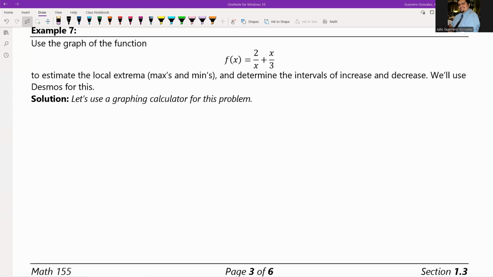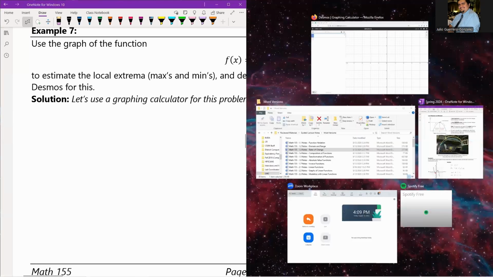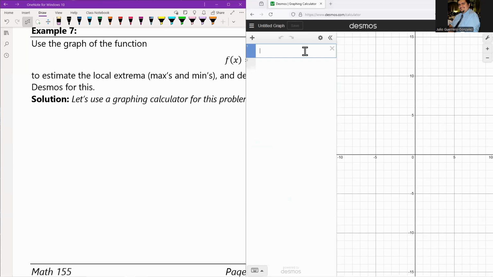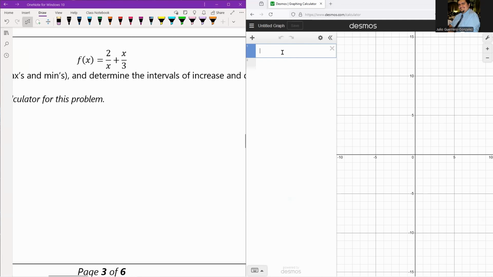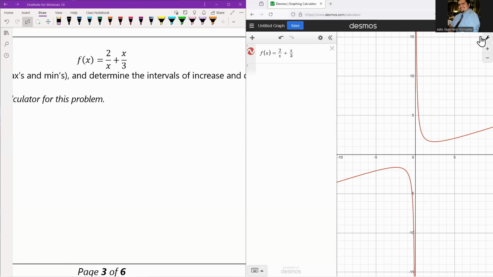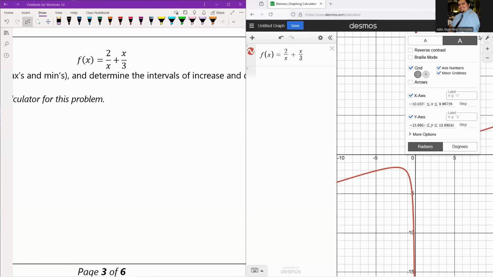Okay. So I'm going to go ahead and do a double screen here. Okay. Bam. And we want this function. So I'm going to throw it in there. F of x is equal to 2 divided by x plus x divided by 3. There we go. There's our funky graph. Let me actually make it nice and visible. There we go.